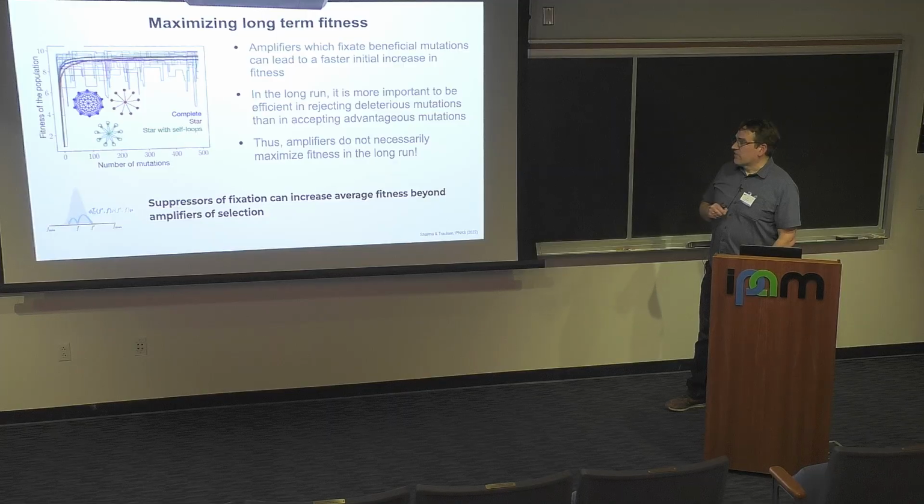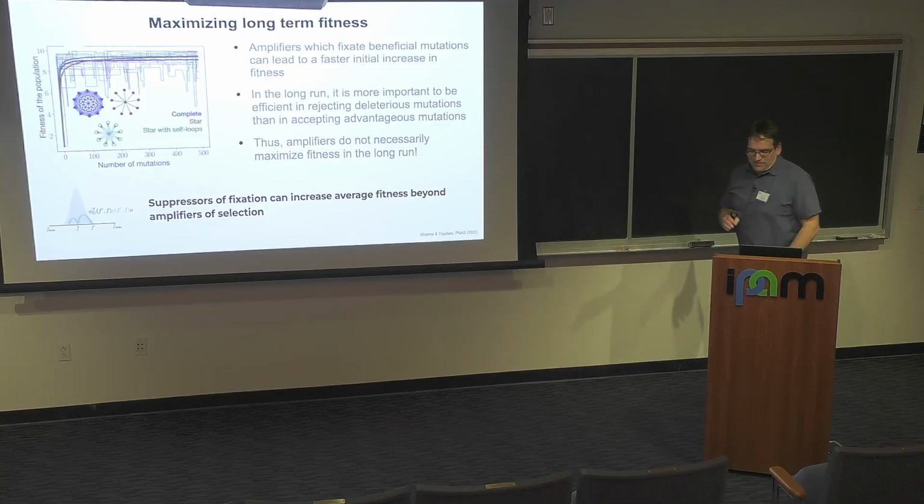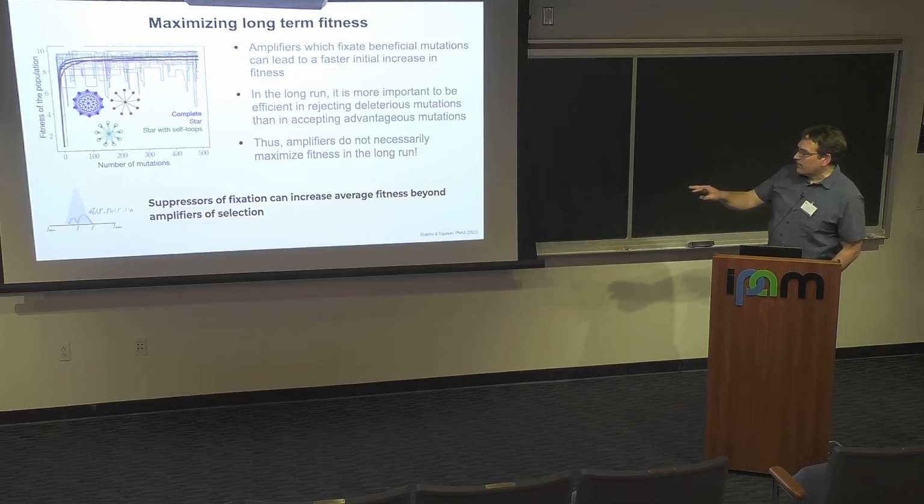So amplifiers of selection, they do not necessarily maximize fitness, which is also somehow casting doubt on my biotechnology idea. So probably that's not a good idea. So what's fitness here, by the way? I'm confused. Okay, good. What's the relation between fitness and the probability of mutation? I mean, just all the parameters in here.